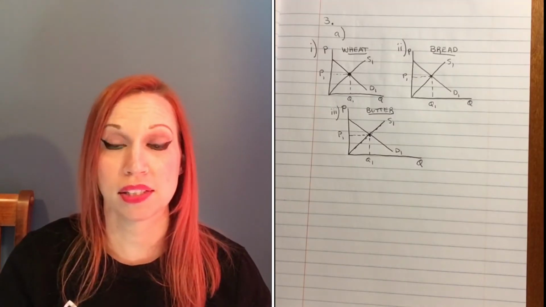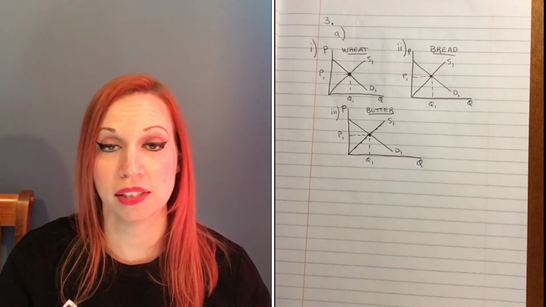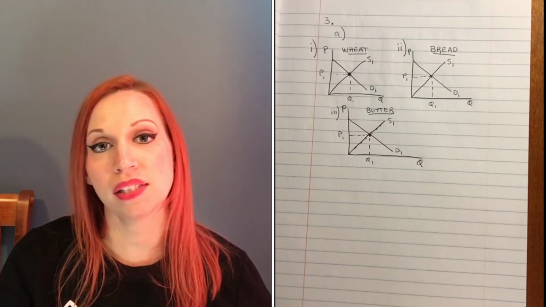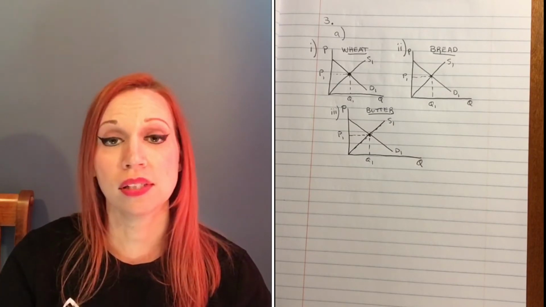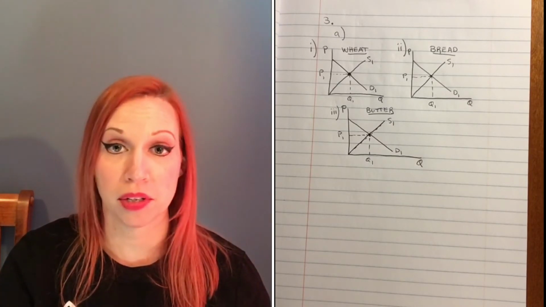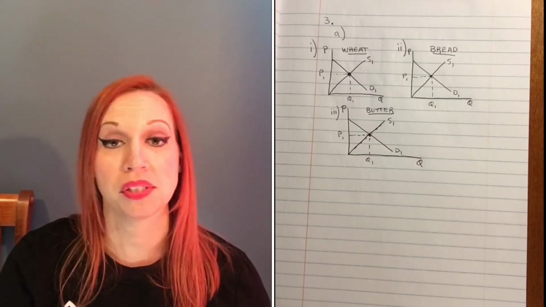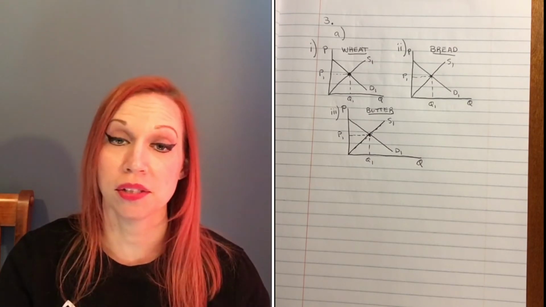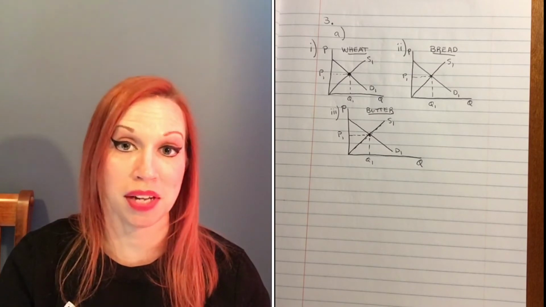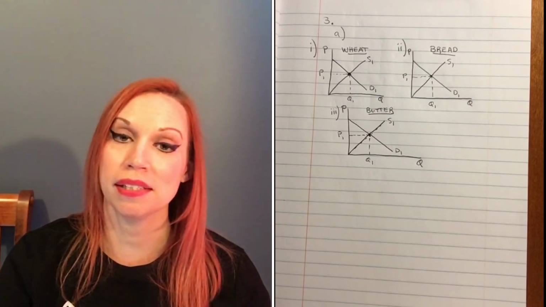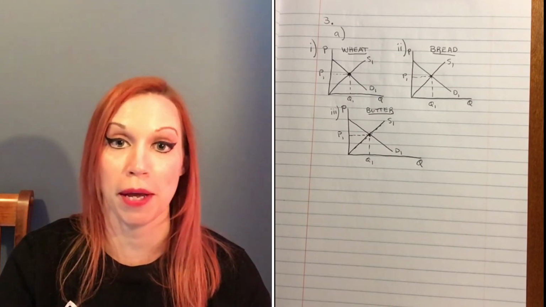So number 3, this next question deals with complementary goods. It also deals with price elasticity and total revenue. So it starts off by saying that bread and butter are complementary goods. This means that they are bought and used together, like a pair. It then goes on to say that the government is going to subsidize wheat, and that wheat is a resource into the production of bread.